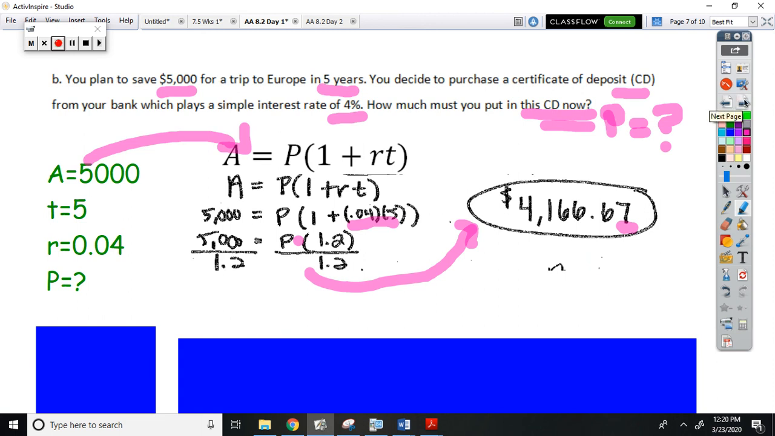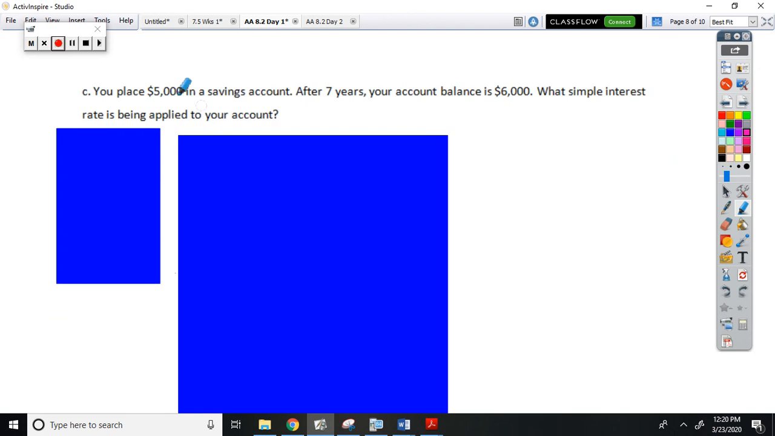And our last one, similar situation, but I think it's a little bit harder to solve this one. You place $5,000 in a savings account. After 7 years, the balance is $6,000. So this is our present value. This is going to be our future value, which I don't know why they don't use F for future, but they use A. What simple interest rate is being applied?